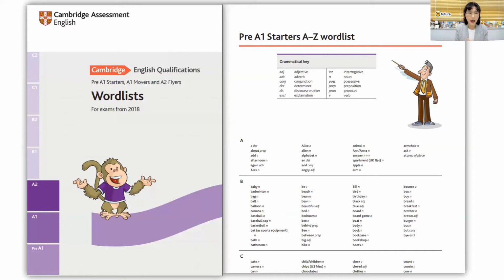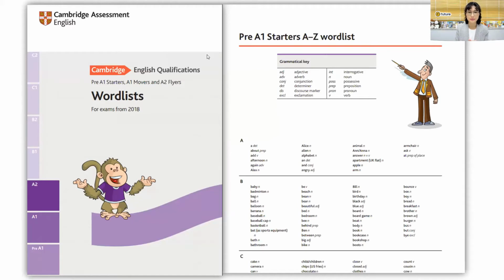Right? Or you can download the word list from Cambridge website. Okay, so this is the word list that I downloaded from Cambridge assessment website. So these words are from pre-A1, starters level. So they provide the word list in alphabetical order. So all these words are for starters level. Right, so they have word lists for pre-A1, A1, A2, B1, B2, C1, C2. So you can check this as well. You can go through the list and see if you can find the words on the list.